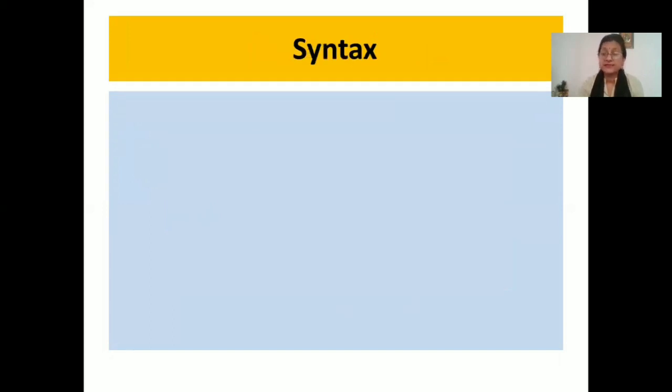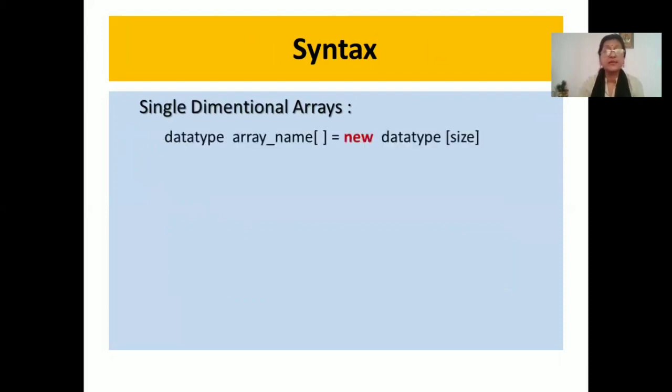Let's see the syntax. How do we declare a 1D array? For the single dimensional array, the syntax for the declaration is: data type, array name, square brackets, equal to, new data type, within square brackets size.